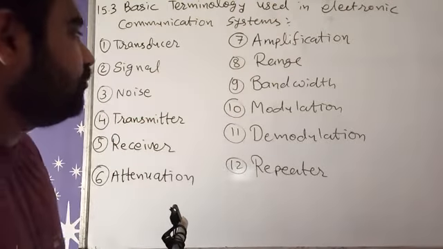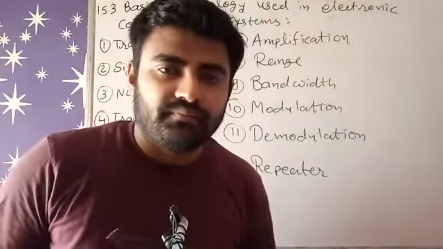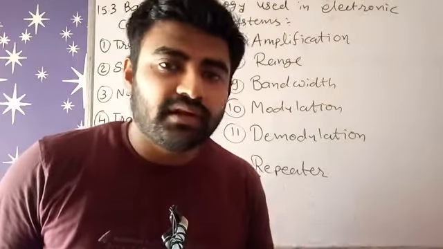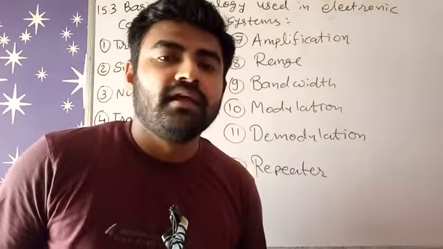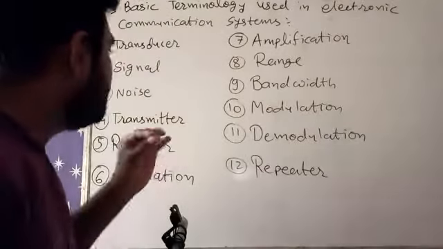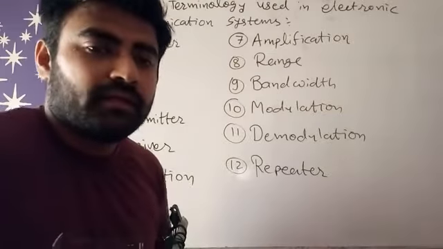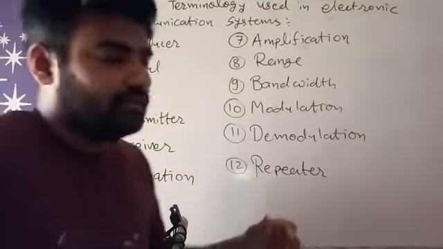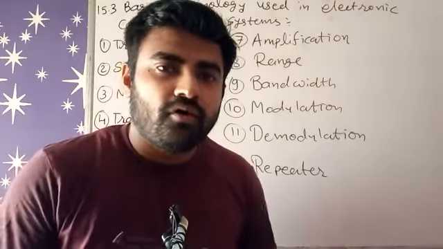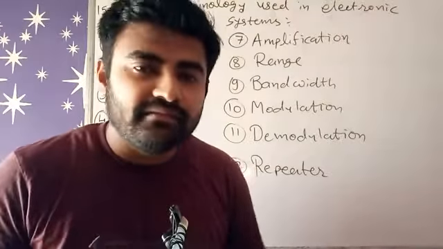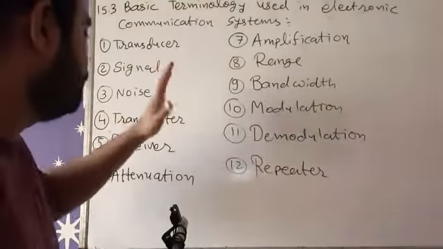Noise. Now noise is an unwanted signal. Noise is also in the form of a signal, but it is an unwanted signal which gets combined with the channel. It may come from outside, or we can say it may come from inside, right? That is called noise, an unwanted signal.